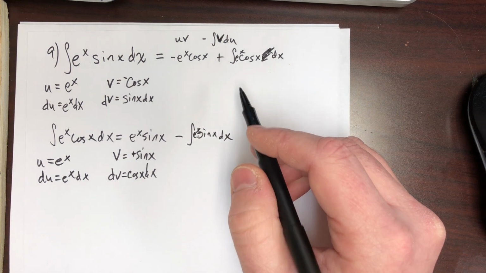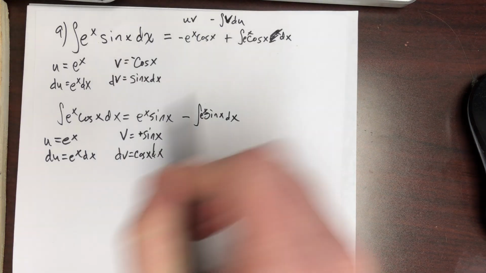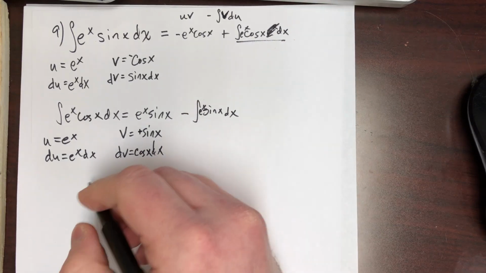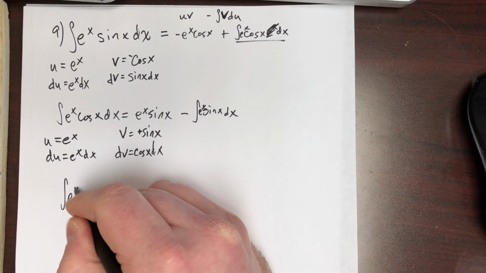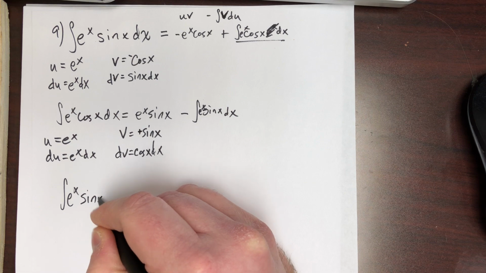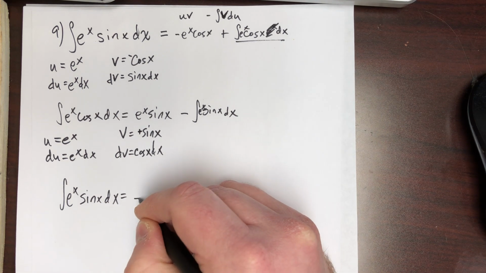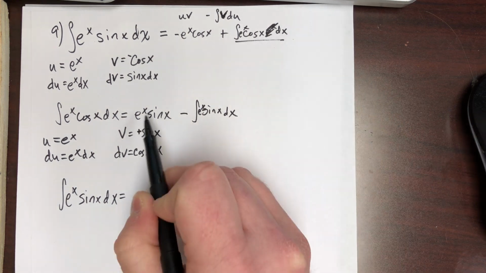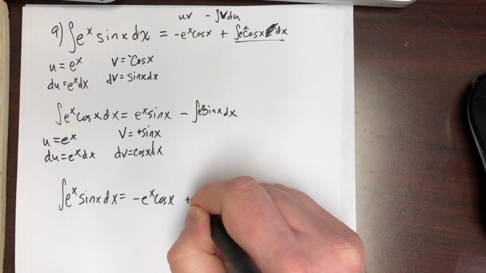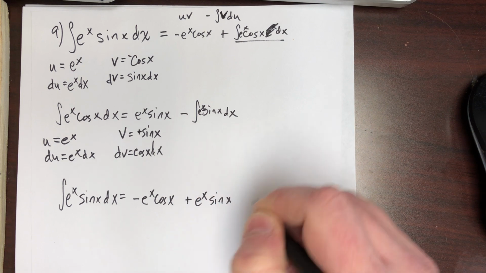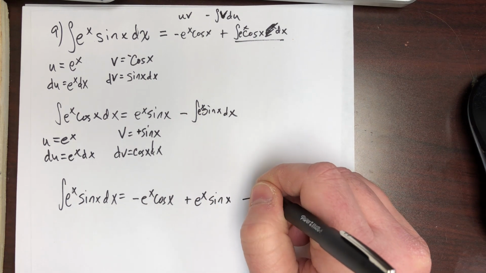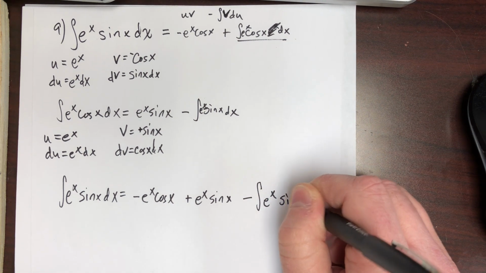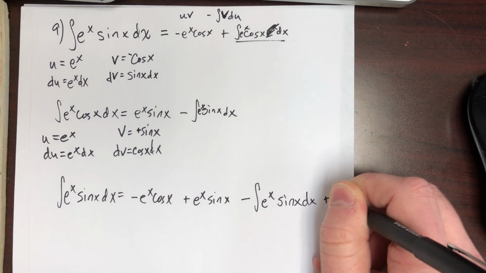So check this out. This is like that thing I just wrote there. So what I could say is I can say the integral of e to the x sine x dx is equal to negative e to the x cosine x, and then that answer I just got there, write that, plus e to the x sine x minus the integral of e to the x sine x dx. We can slap a plus c on the end.